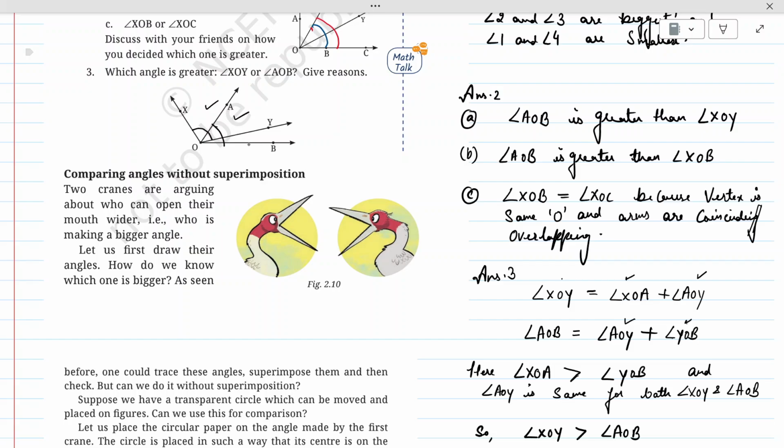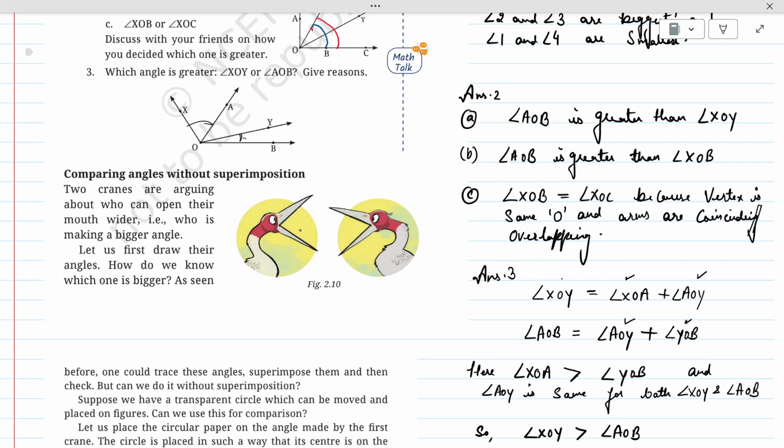I have again broken it into two parts, angle AOY and angle YOB. So AOY and YOB, these two. Now in both the angles which I have to compare, I can very well see that AOY is same in this and in this. AOY is same. So that means if this is same, we just have to compare this angle with this angle, and we can very easily see angle XOA is greater than YOB. So I have written same here, angle XOA is greater than YOB and AOY is same in both the angles.